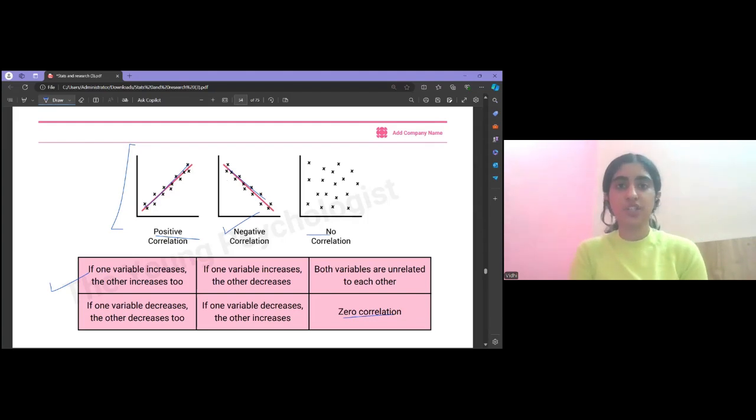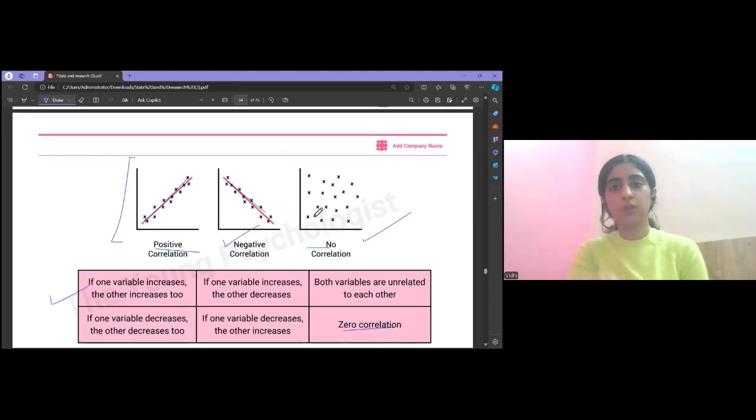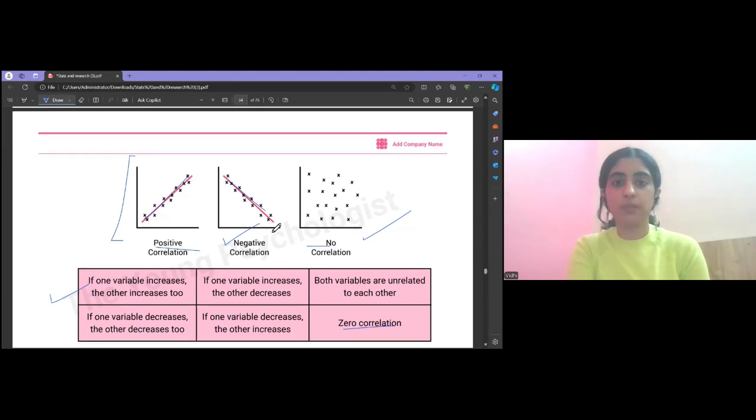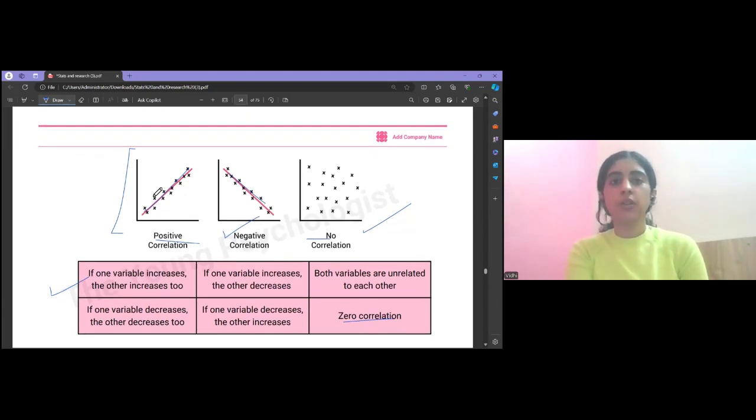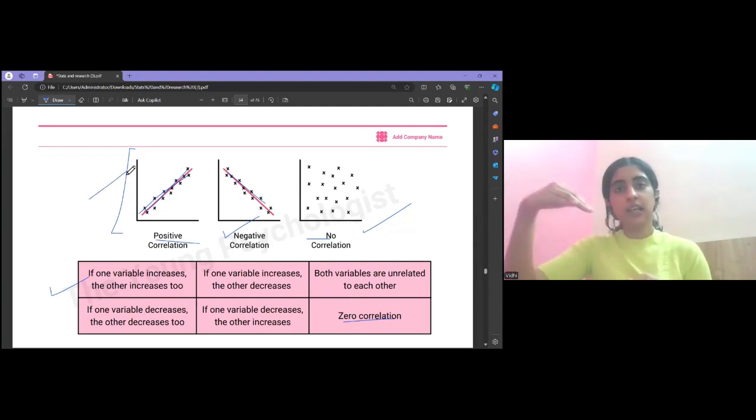Since there is no relationship between the variables being studied in the third graph, you see that they are not following any linear fashion, they are not following any pattern, they are just scattered here and there. You can see that these small crosses are just scattered, not in any linear fashion, and you can tell at a glance that there is not much of a relationship between the variables.